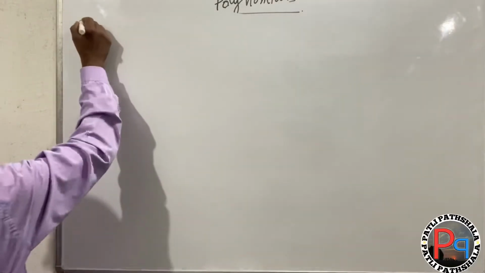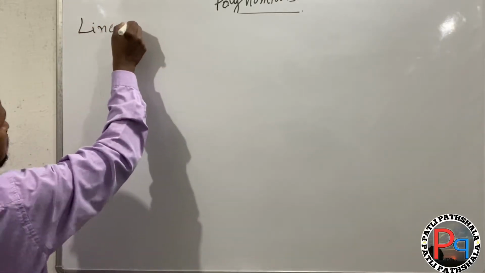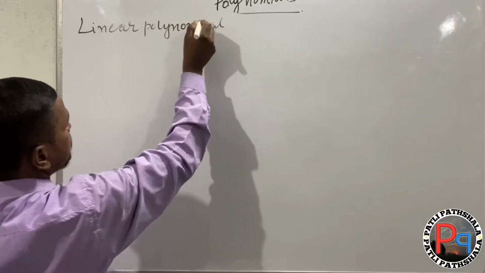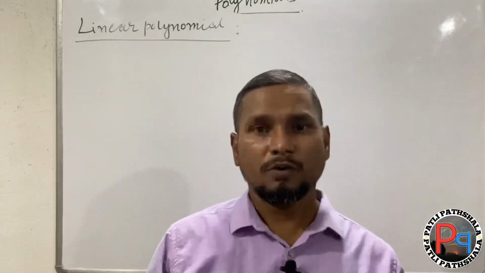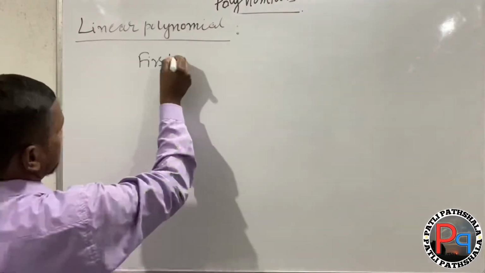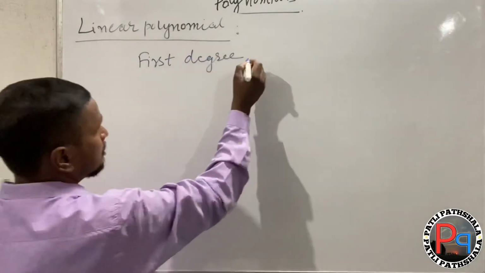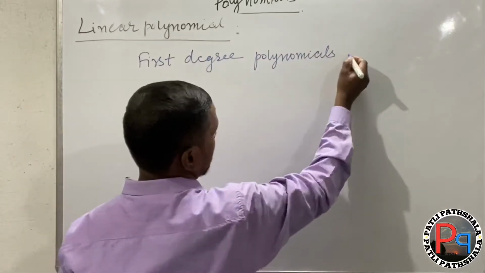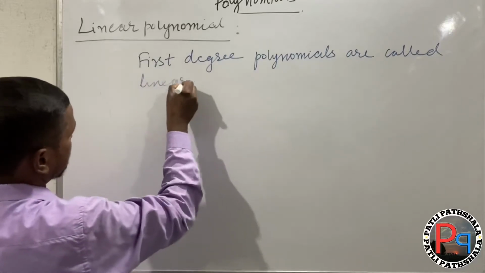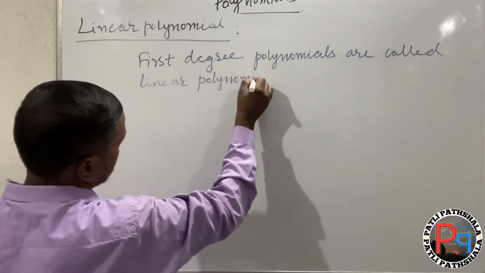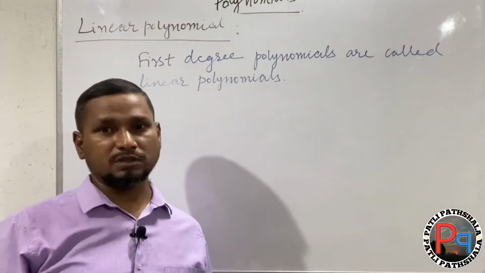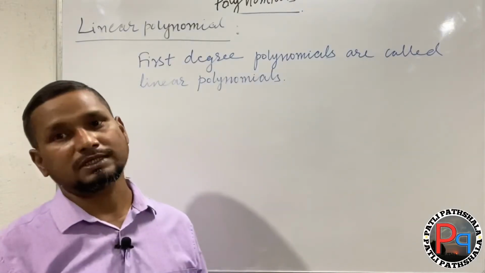Linear polynomial. First degree polynomials are called linear polynomials. Any polynomial whose maximum power of variable is 1 is called a linear polynomial.